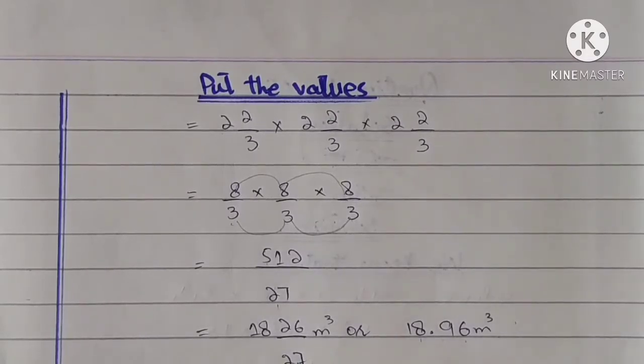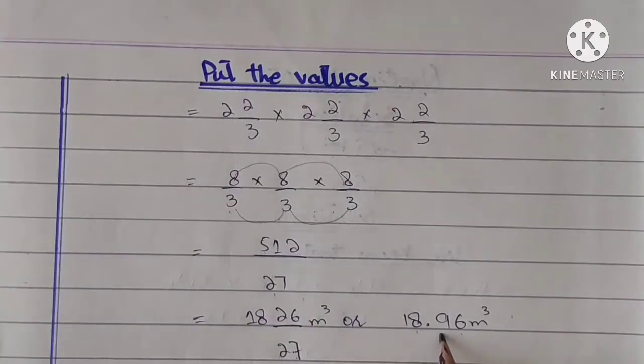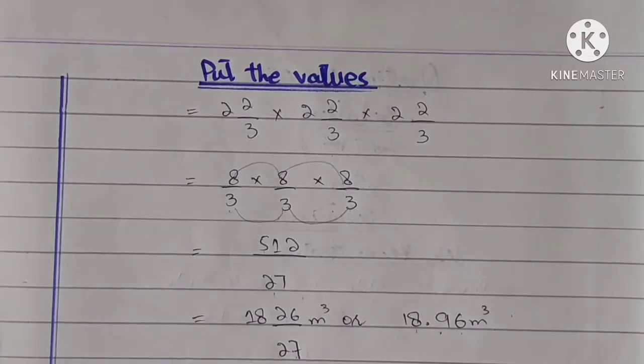If you write your answer in fraction form, you will write 26 over 27, or you can write it in decimal form. It's up to you. Okay students, this is the answer of the third part.